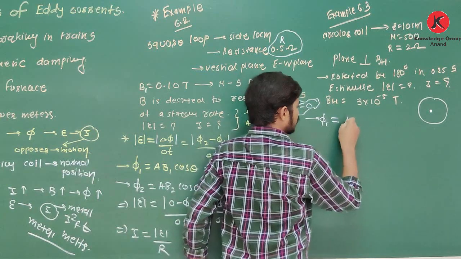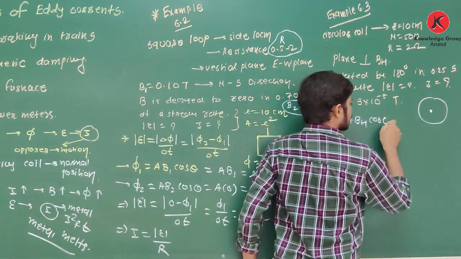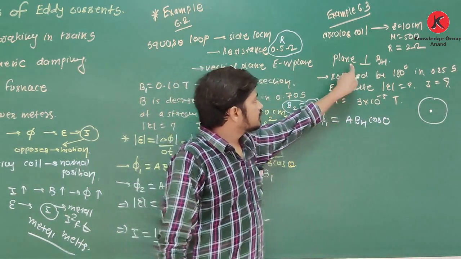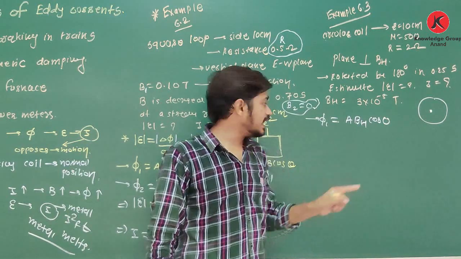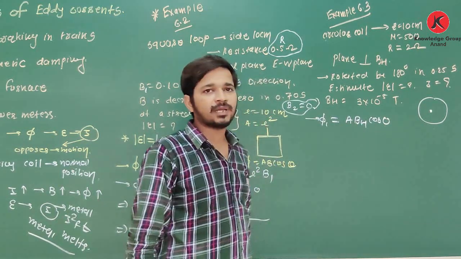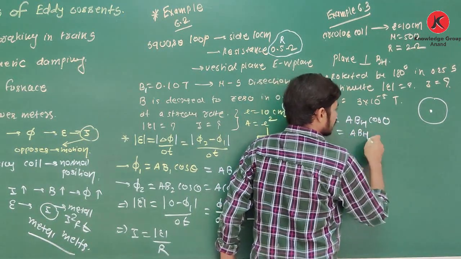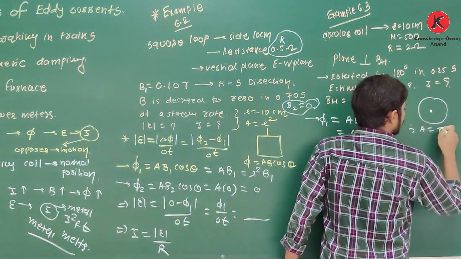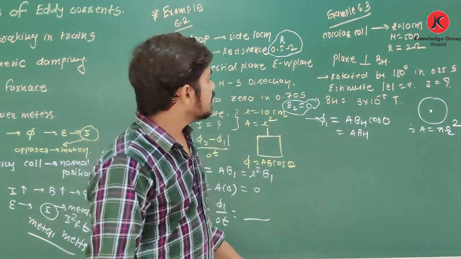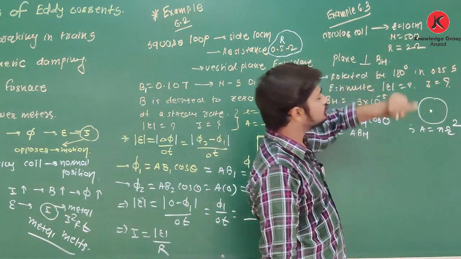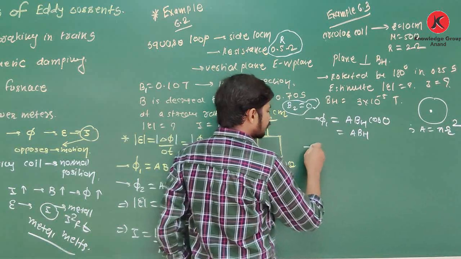Phi 1 is equal to A BH cos 0, because initially this plane is perpendicular to BH, meaning area vector and magnetic field are in the same direction. So yes, here it is A BH. What is A? A is equal to pi r square. But here you have to consider the number of turns, so we can write the number of turns later. Okay. What is phi 2?